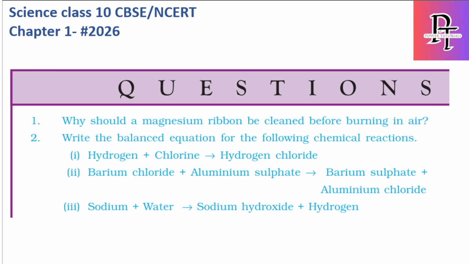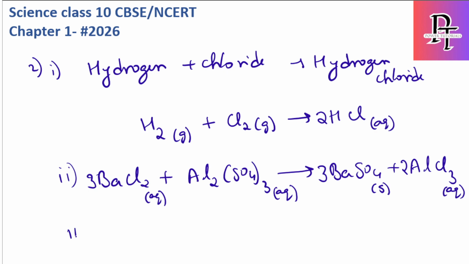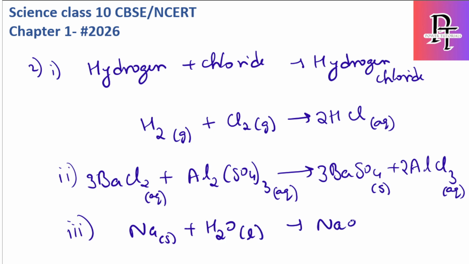So third one, sodium plus water gives sodium hydroxide and hydrogen. Sodium is Na, this is solid, water is H2O, which is liquid, gives rise to NaOH plus hydrogen, which is gas. Sodium hydroxide is also aqueous.